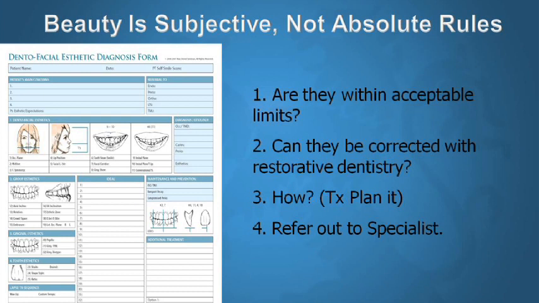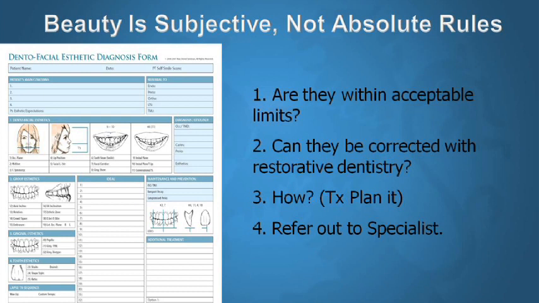So beauty is subjective, and we don't have absolute rules, but I do want to share with you some important principles. When we're looking at the form and at the patient's face, we're going to start by evaluating if the parameter is within acceptable limits. If we can correct it, we will write down the correction on the form in the section that says ideal. We will write down the procedure, the treatment that will be necessary to get us to where the patient wants to be.